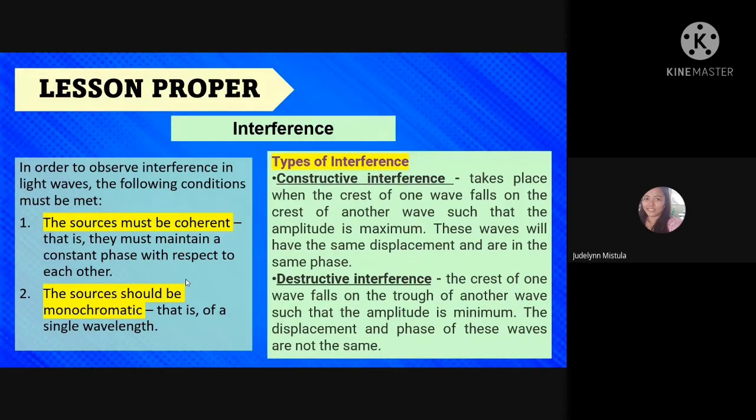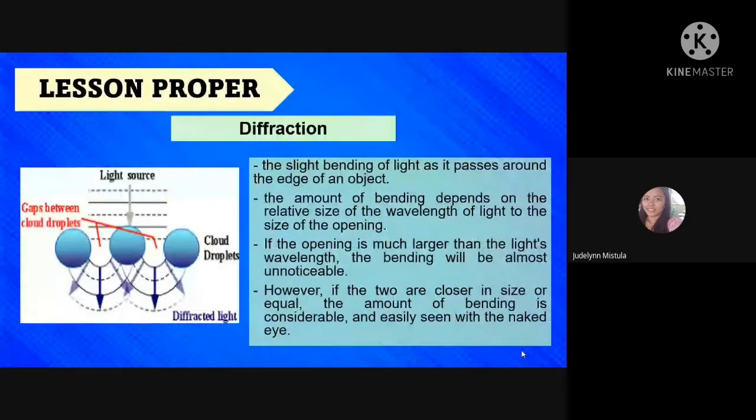Constructive interference takes place when the crest of one wave falls on the crest of another wave such that the amplitude is maximum. These waves will have the same displacement and are in the same phase. In the opposite manner, destructive interference happens when the crest of one wave falls on the trough of another wave such that the amplitude is minimum. The displacement and phase of these waves are not the same. Then let's proceed with diffraction.